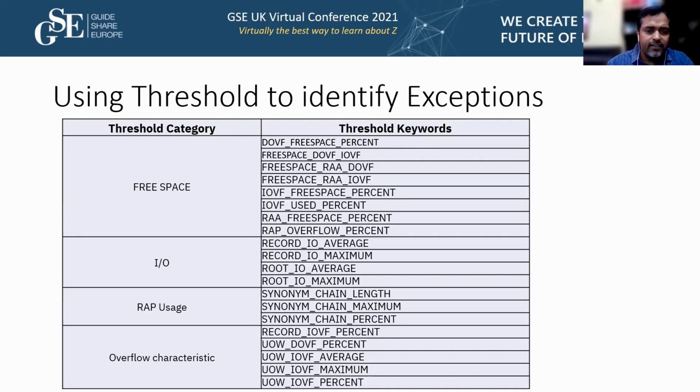There are 4 categories by which these thresholds can be categorized. If you want to monitor something in free space, with respect to IO, wrap usage, or even overflow characteristics, you can use these thresholds in the BMC analyzer product, and it will give you an exception once that particular threshold is reached.